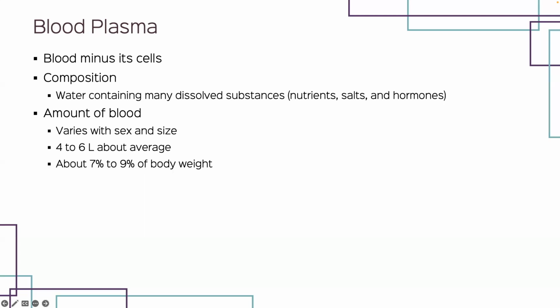The amount of your blood will vary with how big the person is and whether they are male or female. So a larger person is going to have more blood than a smaller person, and then a man is going to have more blood than a woman. But as a general rule, most adults will have between 4 and 6 liters of blood throughout their entire body, which will account for about 7 to 9% of your total body.